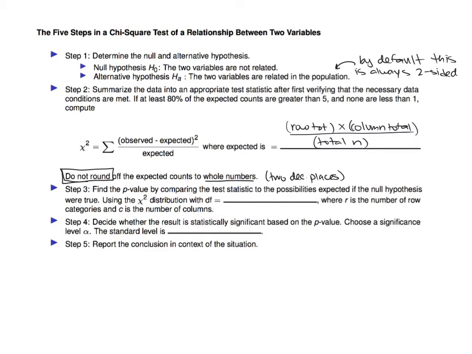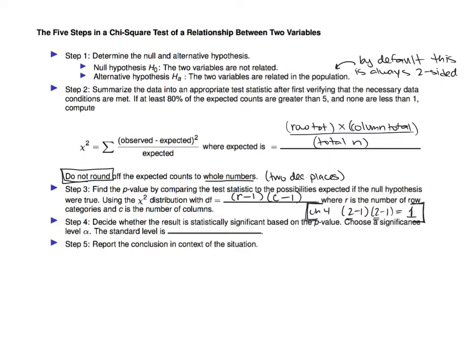Step 3, find the p-value by comparing the test statistic to the possibilities expected if the null hypothesis were true, using the chi-square distribution with degrees of freedom, and in this case it's r minus 1 times c minus 1. Back in chapter 4, we always had 2 by 2 tables, and I just said, oh, well, the degrees of freedom is this magical thing that's called 1, and plugging 2 rows, 2 columns into the formula gives you degrees of freedom equals 1. What we're going to do here that's different than chapter 4 is we're going to have tables that aren't just 2 by 2.